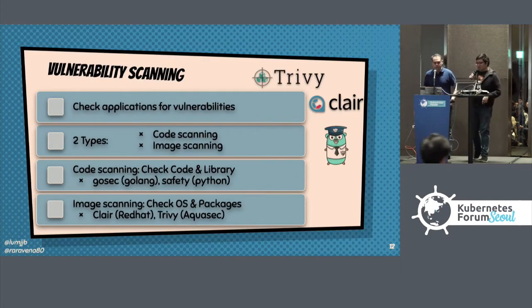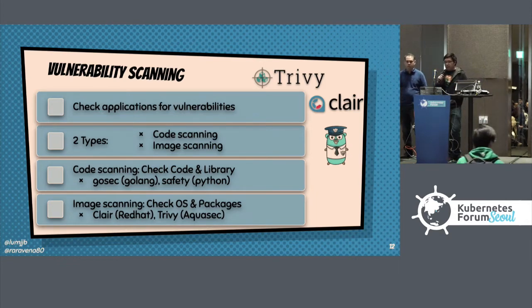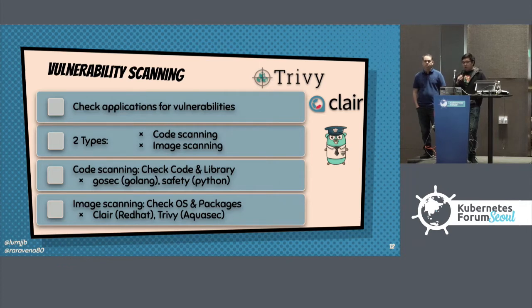All right, so to some of the security-related stuff, so we have vulnerability scanning. So this is really finding out certain known security issues in your applications. So there are two types. There's code scanning and image scanning. So code scanning really focuses on libraries that are being used, and image scanning looks more at what is the underlying operating system, and also the different packages that the operating system uses. So code scanning tools are usually language specific, for example, GoSec, safety in Python. And image scanning are usually more generic, so you have tools like Claire and Trivy.